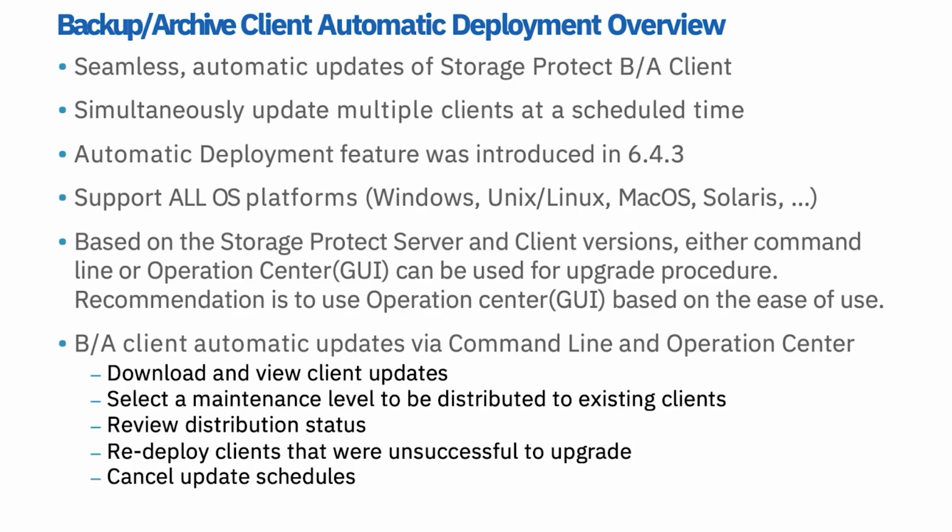You can update the BA client either from the command line or with the Operations Center. Again, based upon the hub or SP server version, you need to choose the method of upgrading. The GUI also allows operations like monitoring, rescheduling, cancelling or stopping the upgrade jobs.